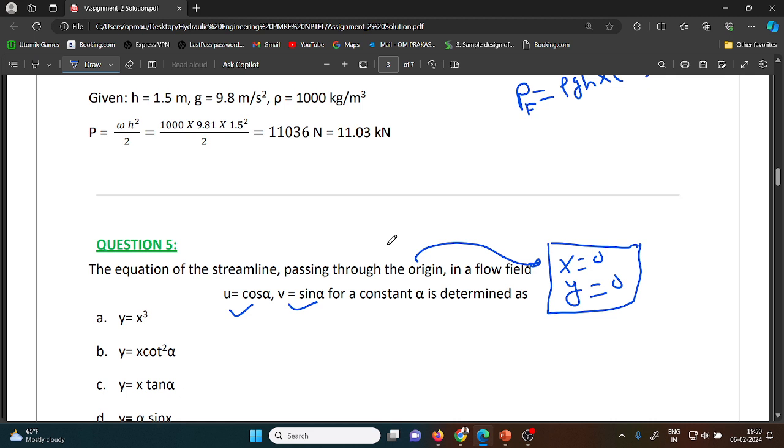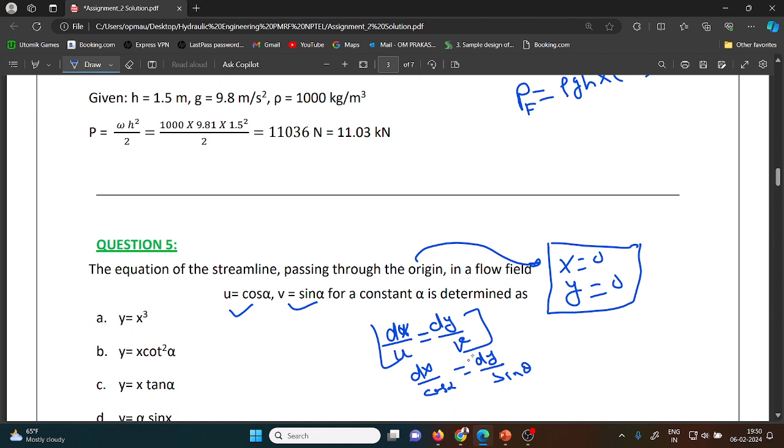Actually, the equation of a streamline: dx by u equal to dy by v. So if you put in the values, dx by cos alpha equal to dy by sin alpha. After the integration you will get y is equal to, and after putting the boundary condition given here, you will get the answer. Let me show you.